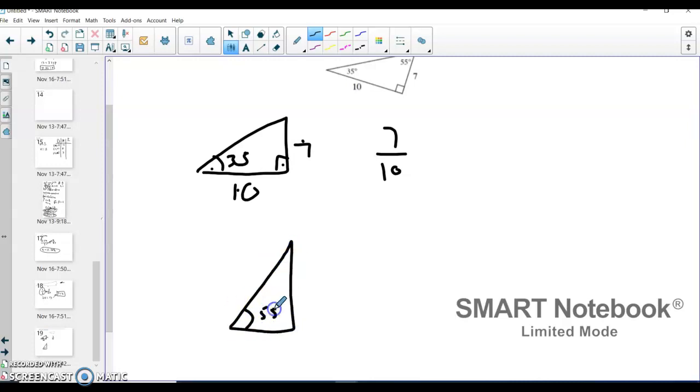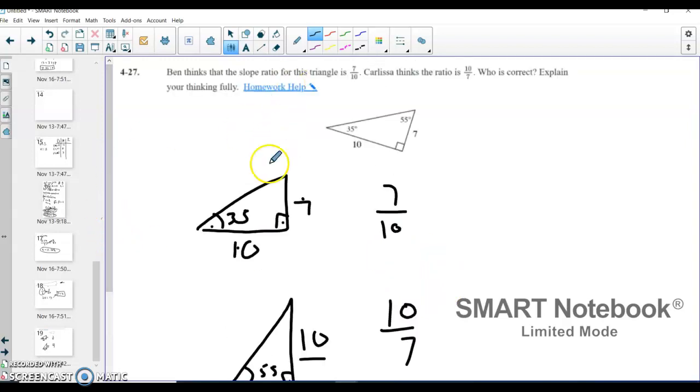This is my 55. Well, across from the 55 is the 10, and that makes this 7. If I'm looking at this now, my rise would be 10 because it's across from the 55. My run is 7 because it's between the angle and the 90, and so my slope ratio here would be 10/7. Okay, so they're both right. It's just a matter of perspective.